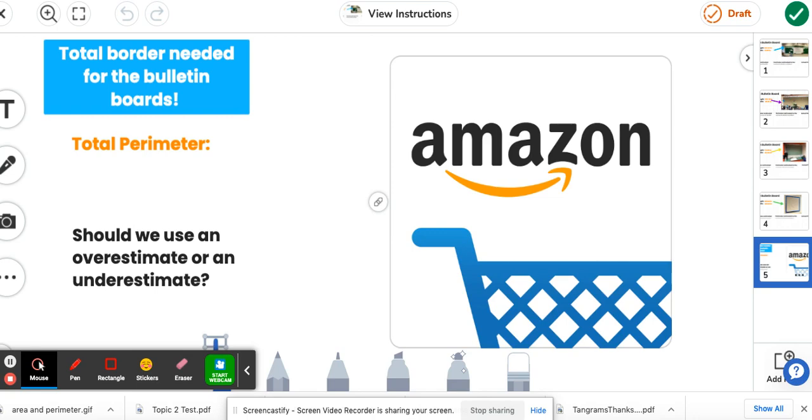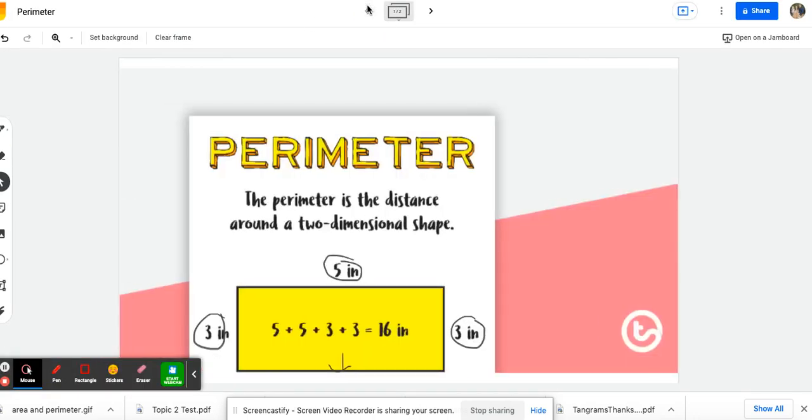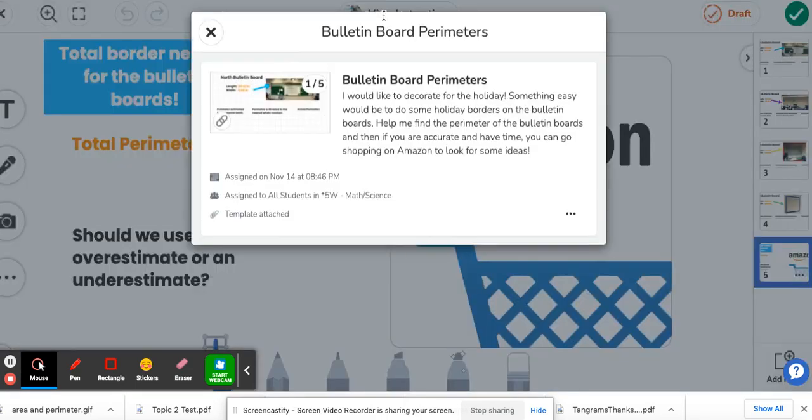But that's all for today. Here's a little lesson on perimeter, and I need you guys to use these skills to go ahead and complete this activity on Seesaw.